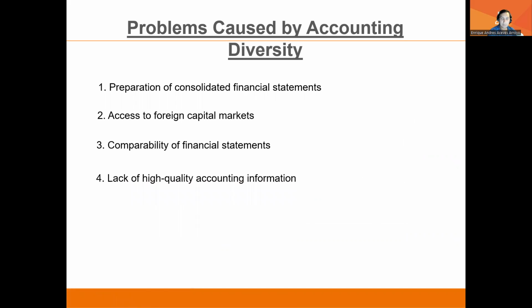As always, if you listen to my lectures, every time I have a list, I'll go through that list and explain each point separately on a separate slide. So let's start by looking at the preparation of consolidated financial statements. That actually is one of the main topics, one of the main dishes of the whole course.